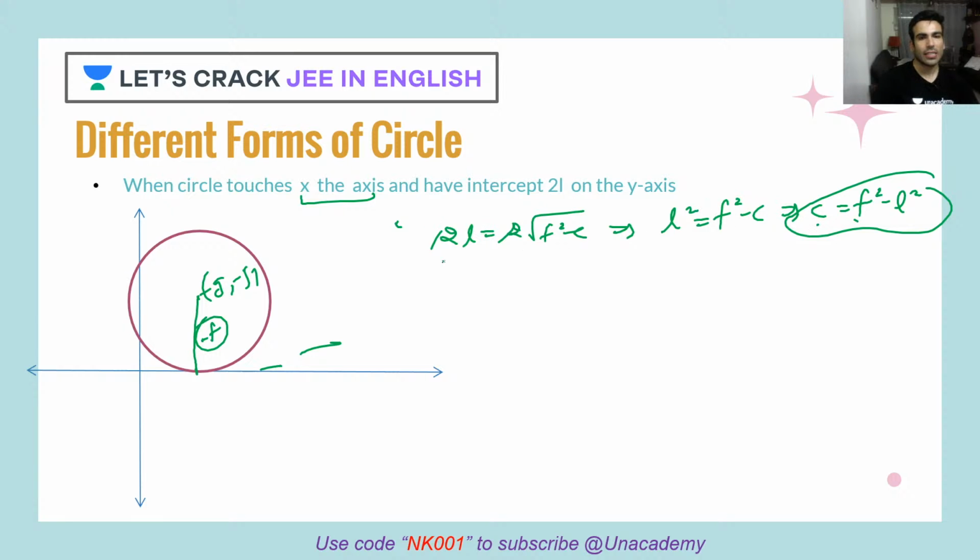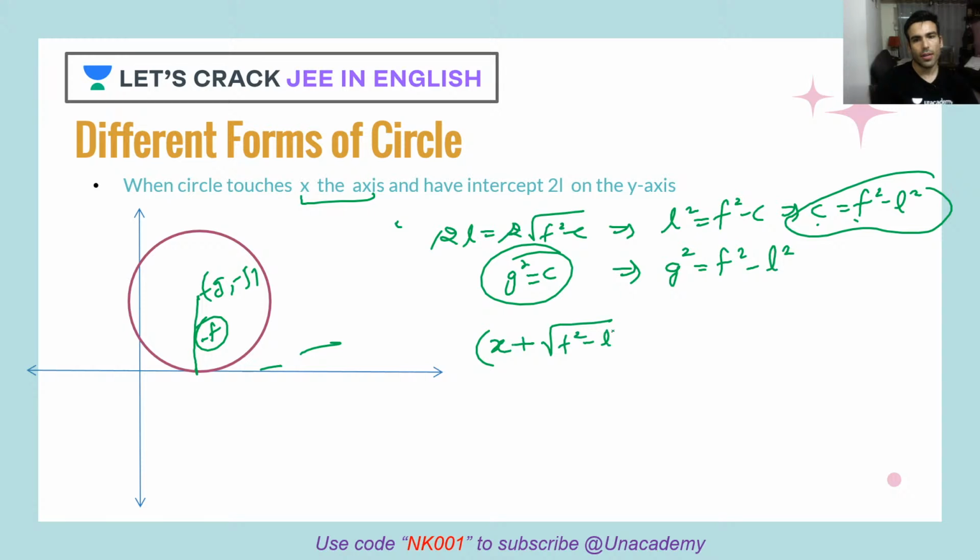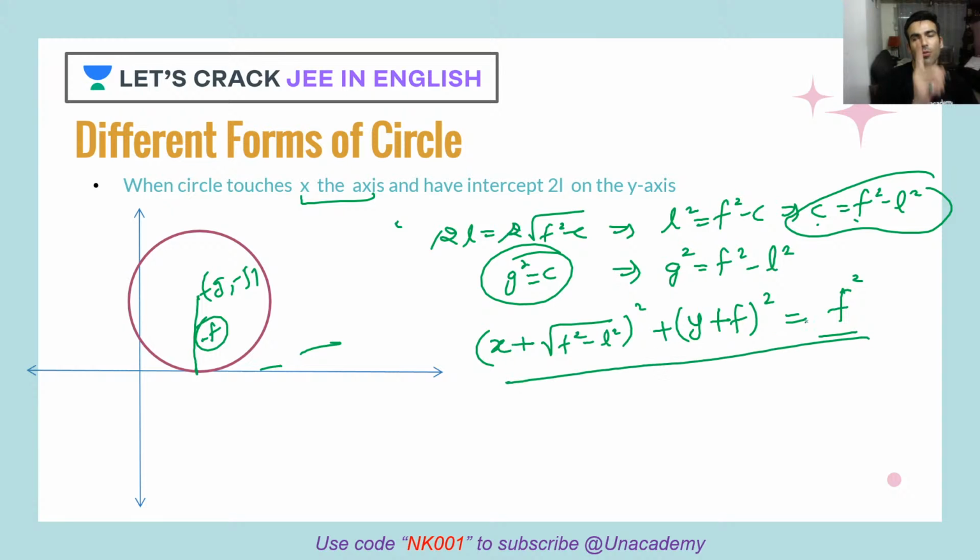So I know c. Similarly, when the circle touches the x-axis, I can say my g square will be equal to c. So my g will become f square minus l square. Clear? So I can write down the equation again: x plus f square minus l square whole square, plus y plus f, whole square, is equal to radius square. Now what is the radius here? It is f, so f square. This is done, so the entire equation is in only one variable.